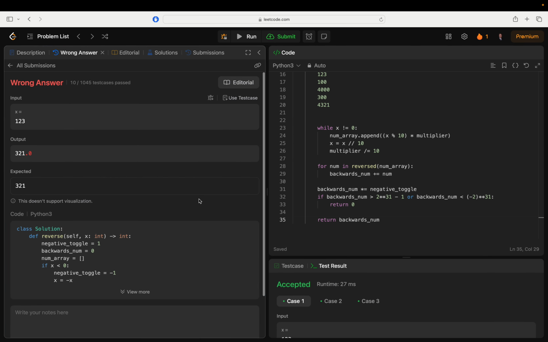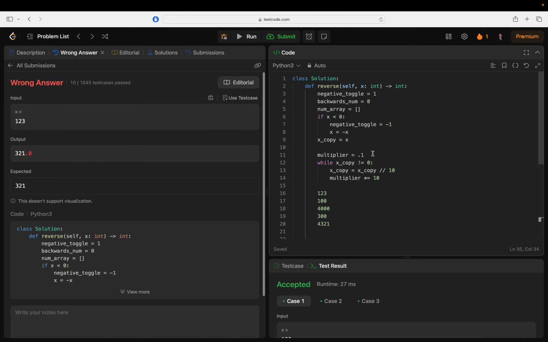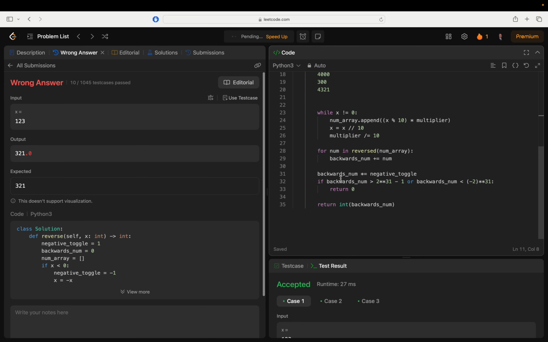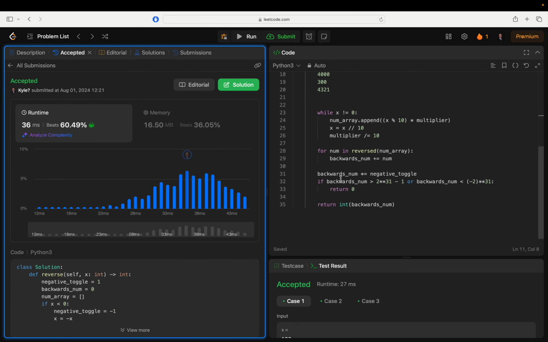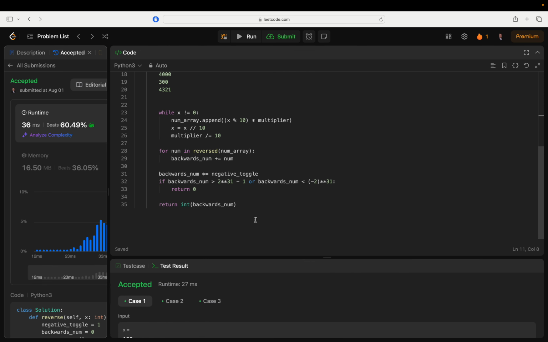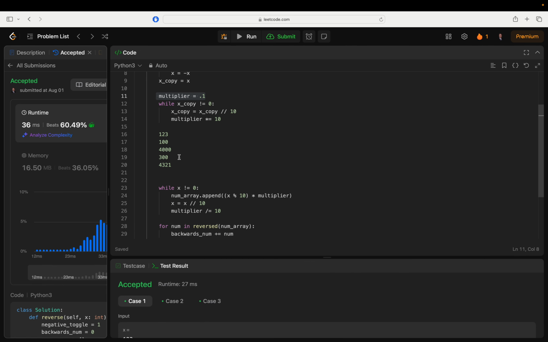Oh my goodness. Oh yeah, I did int because it's a float, not a floor, because of the multiplier earlier being 0.1. Woo, 60%. We take those. All right. So a little goofy solution, kind of messy, but gets it done.